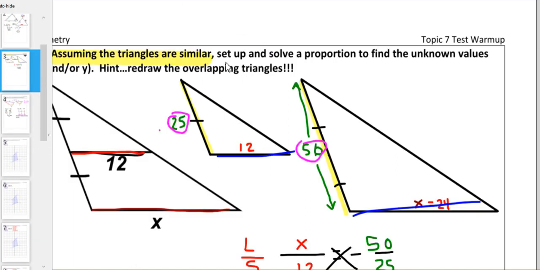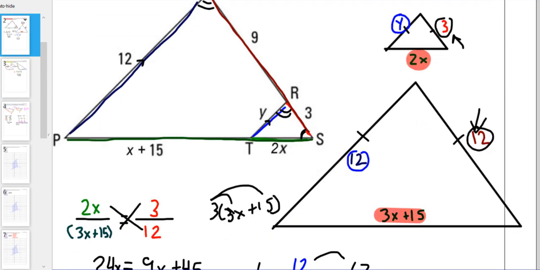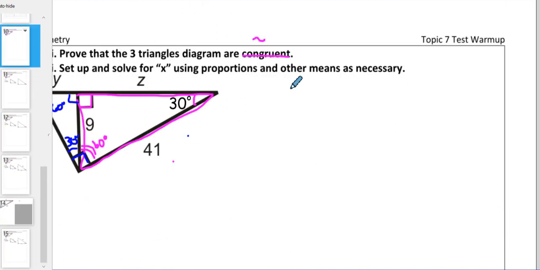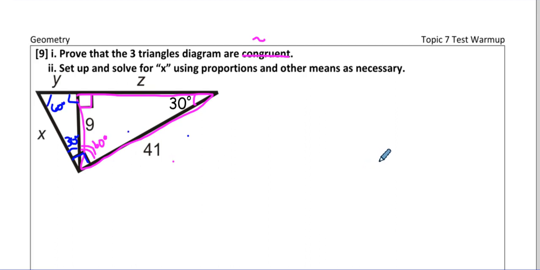Because once we pulled them apart, it was pretty obvious which sides went to which sides. It is not obvious on this problem. In fact, I would say it's probably the least obvious out of all the problems we've worked so far. And so the strategy is going to be to pull these triangles apart. But here's the deal: why bother to pull these triangles apart if you're just going to redraw them like this?